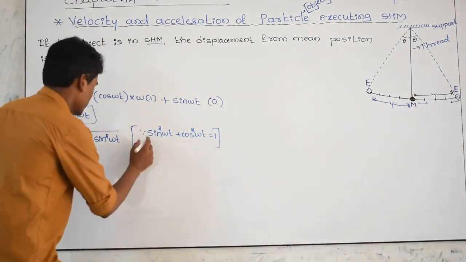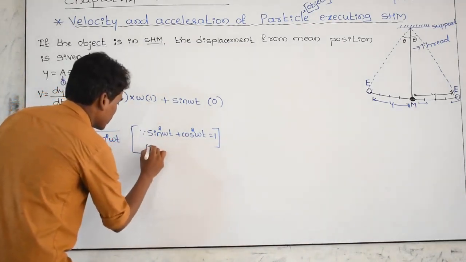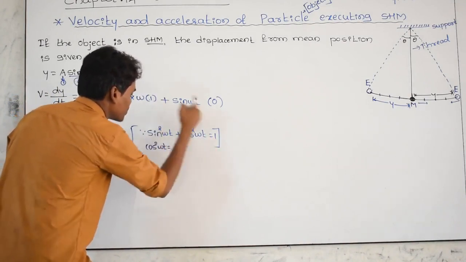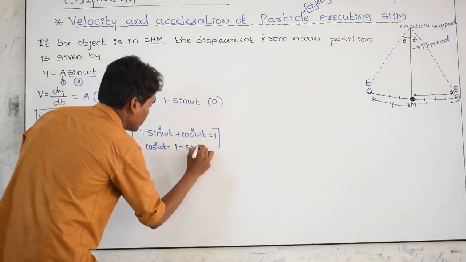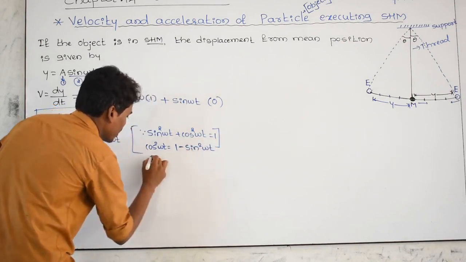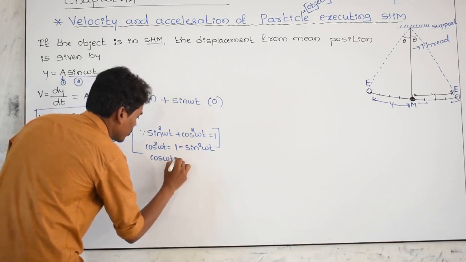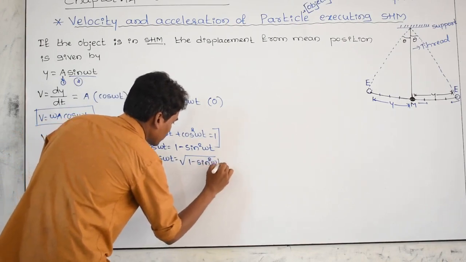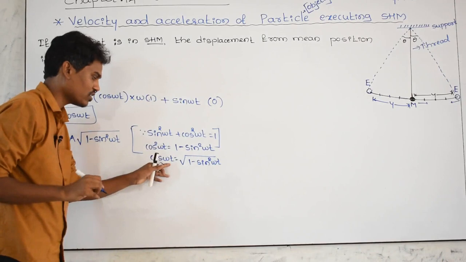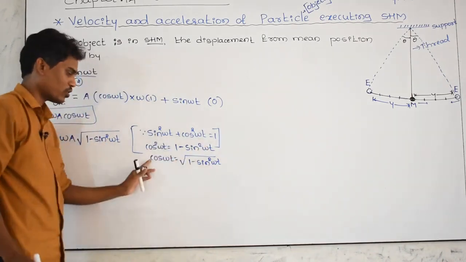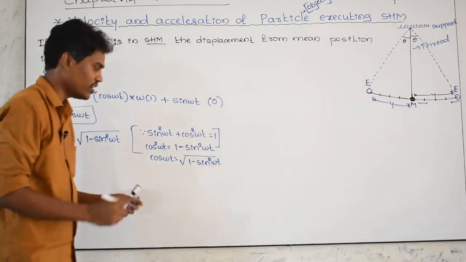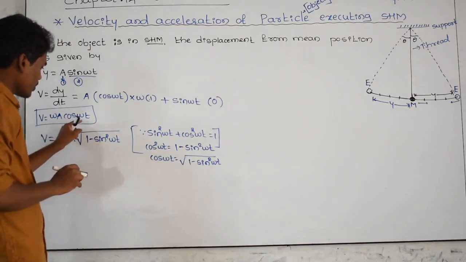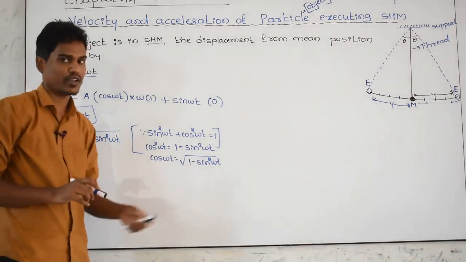Here cos square omega t is equal to 1 minus sin square omega t, and cos omega t is equal to root of 1 minus sin square omega t. The square is there, so remove the square and make it a root. Just I substituted here: omega as it is, a as it is, cos omega t can be written as root of 1 minus sin square omega t.